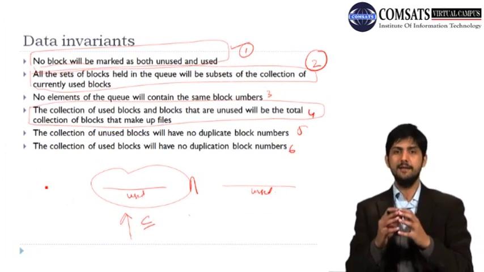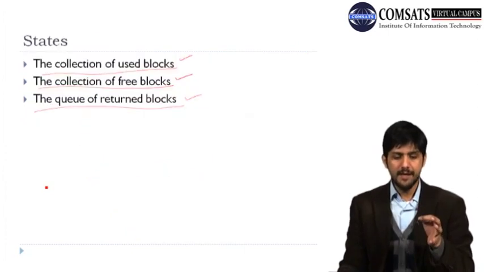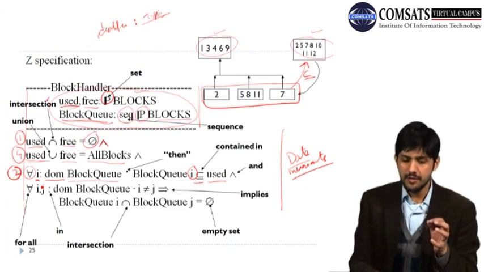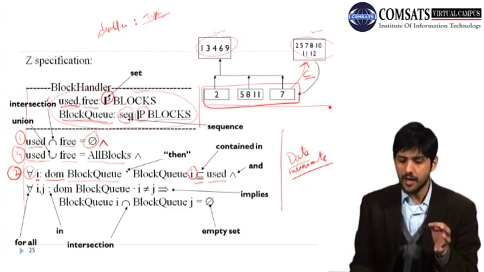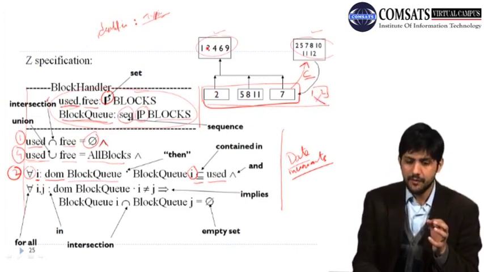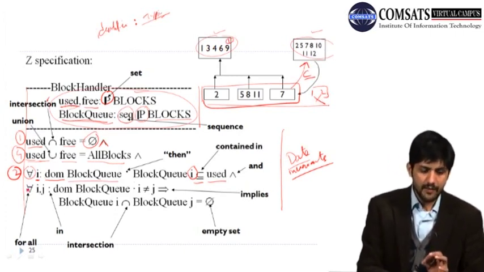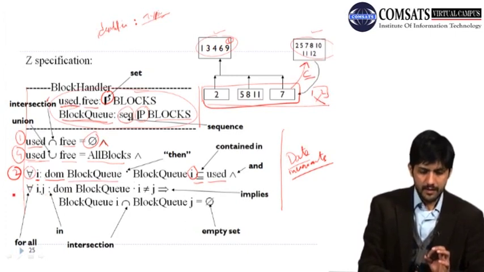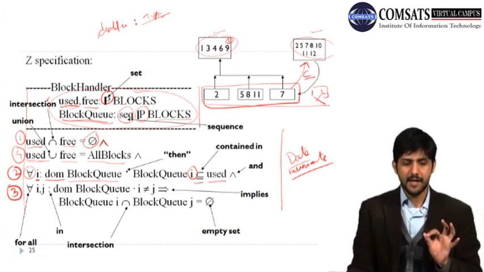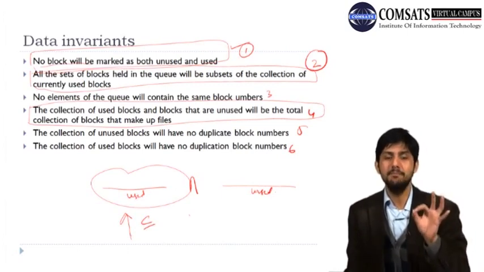And then remember we said that there were three data invariants. We were saying that there should not be any repetition in this queue. So it cannot happen that we have another 2 here. Similarly, there cannot be 1, 3, 4, 6, 9 and again 1. So there cannot be any repetition. So this data invariant is defining the third data invariant which I have on this data invariant slide, which says that no elements of Q will contain the same block numbers.